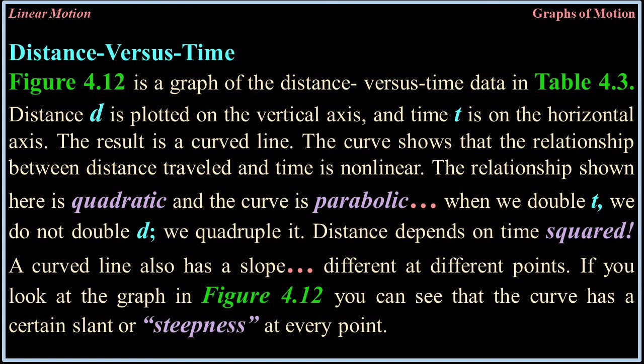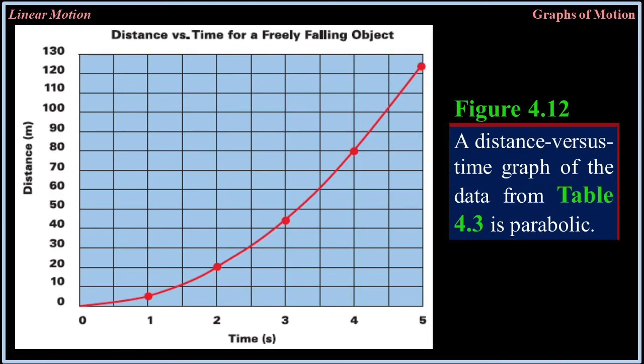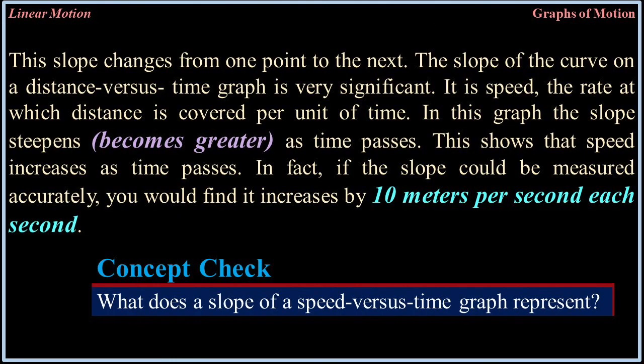A curved line also has a slope. Different at different points. If you look at the graph of figure 4.12, you can see that the curve has a certain slant or steepness at every point. And there is the graph that we speak of. Again, I showed the graph before just to show you how the data from table 4.3 is represented in graphical form. This slope changes from one point to the next.